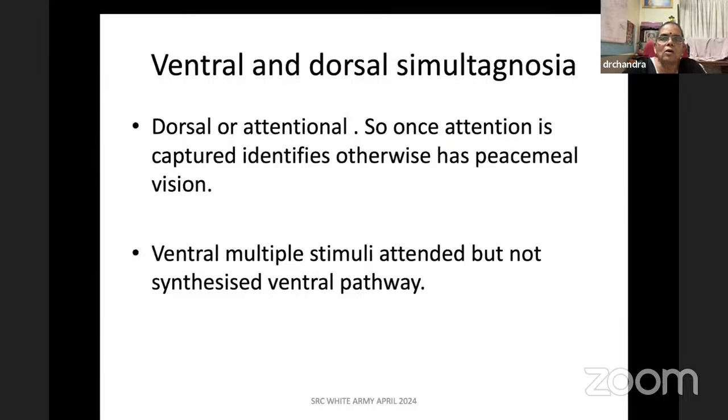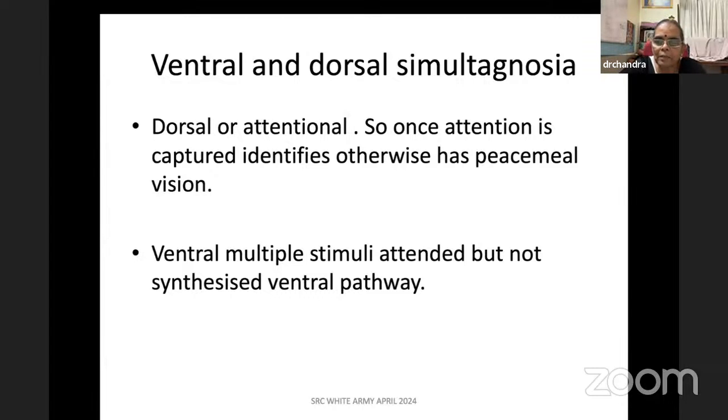Then ventral and dorsal simultagnosia. Dorsal or attentional: once attention is captured, he identifies, otherwise has piecemeal vision. That means he will see the trees, but he will not see the forest. He will see the elephant, he will not see the temple festival. That is dorsal or attentional. Ventral is where multiple stimuli are attended. So he will say this is a temple festival.